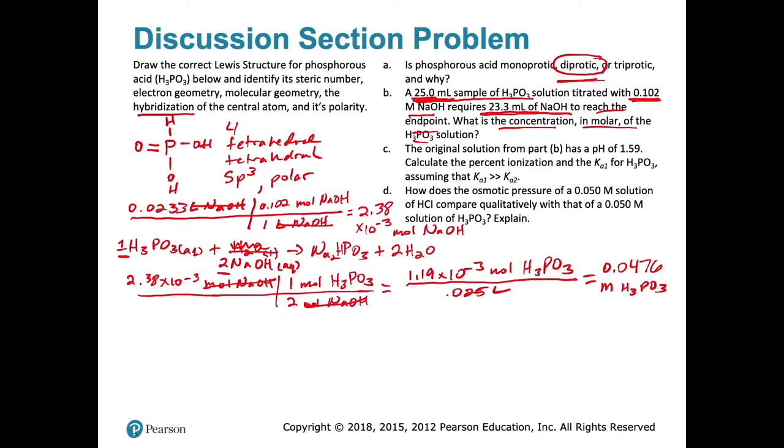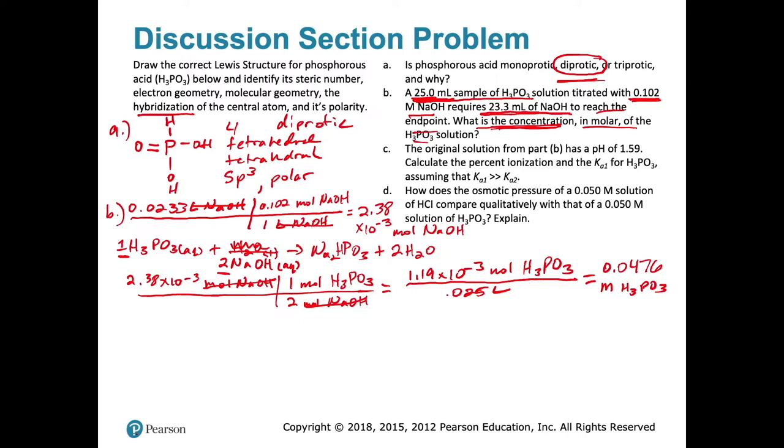Okay. Good. So there's the answer to B right there. What is the concentration in molar of the phosphorus acid? So that was B. I guess I should write in here which is which. So here's A right here, and I erased it, but it is diprotic, right? And then the answer to B is this one. There. Okay. So now we can move on to C.